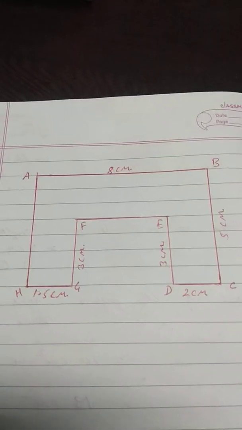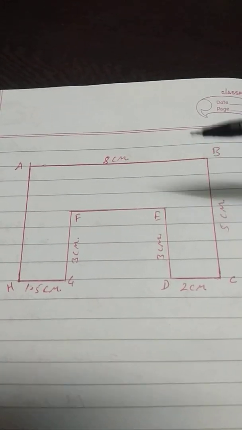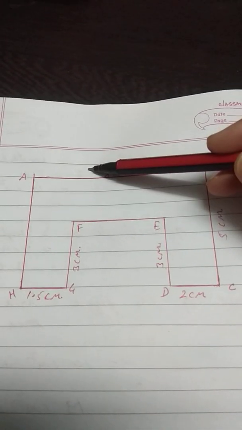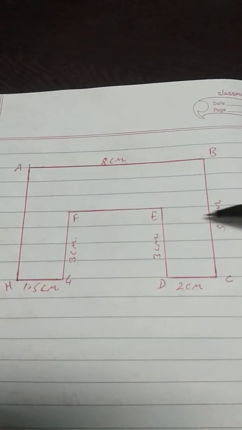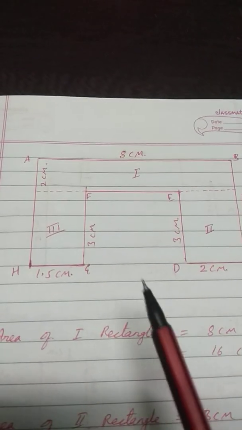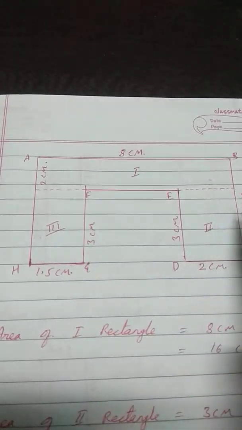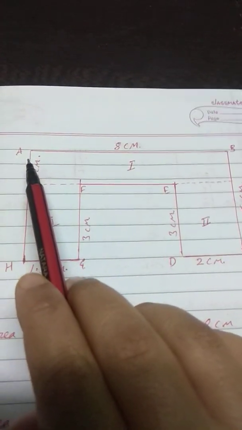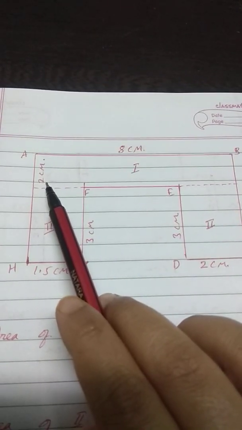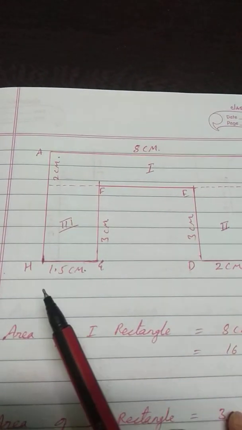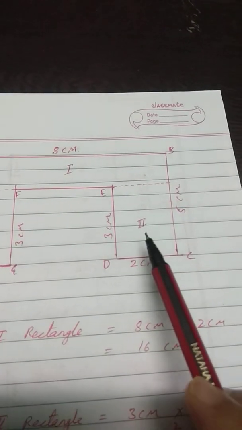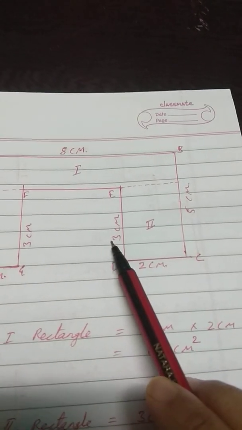Let's take another example. Like in this figure, we have to divide it into 3 parts. Either we can draw a line here and here, or we can draw a line here and here. So I have divided it the other way. I have drawn lines here and here. So the measurements of this rectangle will be 8 centimeter and 2 centimeter. The measurements of this rectangle will be 1.5 centimeter and 3 centimeter. And the measurements of this rectangle will be 2 centimeter and 3 centimeter.